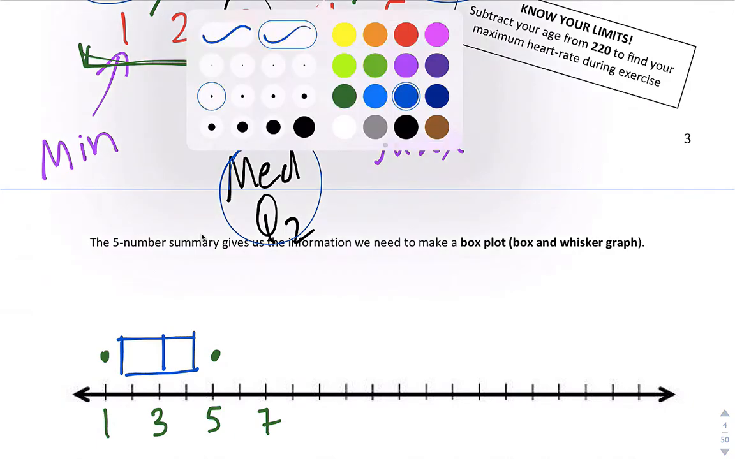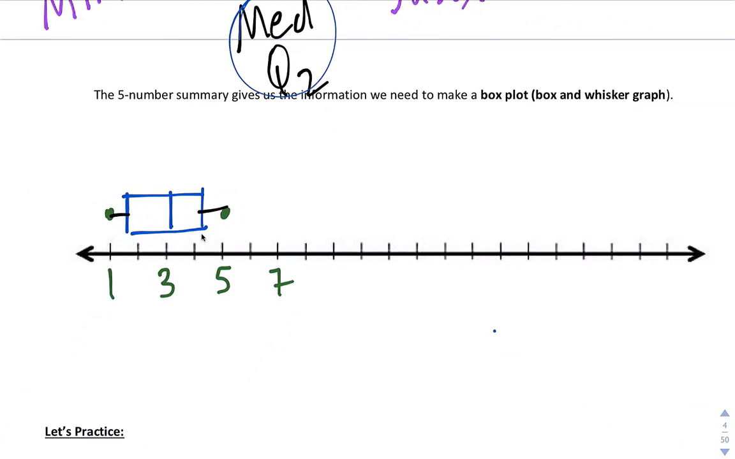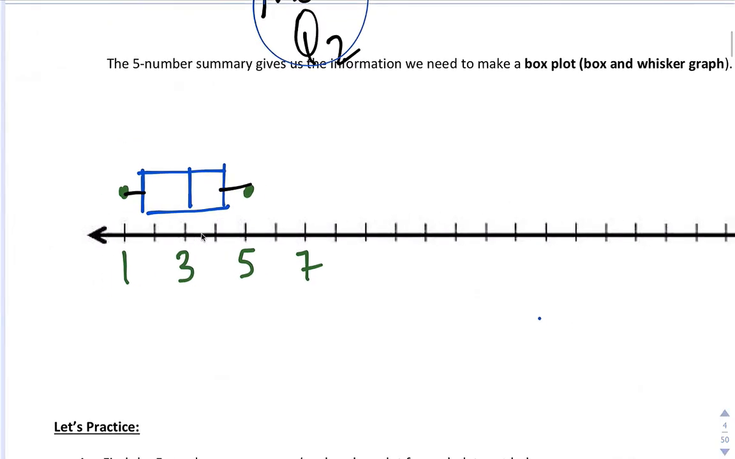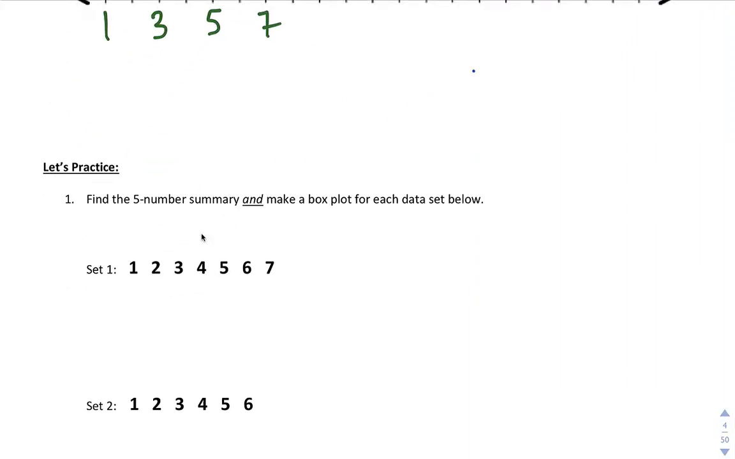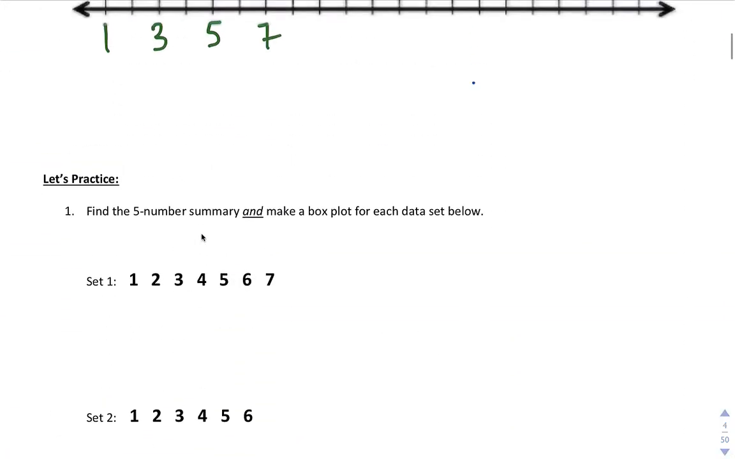The whiskers then connect the box to the min and the max. So there's an easy box and whiskers plot, which again will look a lot different in class when we look at pulse data. So again, your min and your max are dots. You draw Q1, Q2, Q3 as lines, and make a box. Connect your box to your whiskers. All right, let's try practicing this and then looking at some vocab.